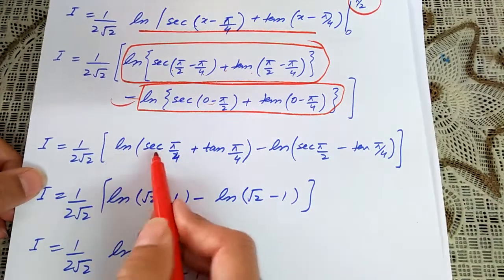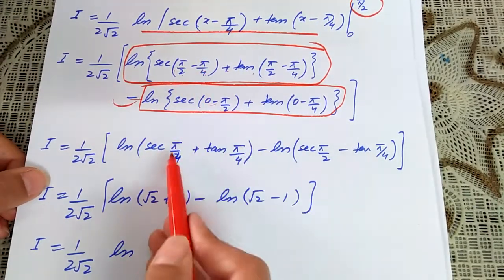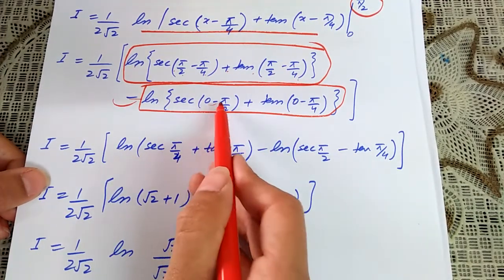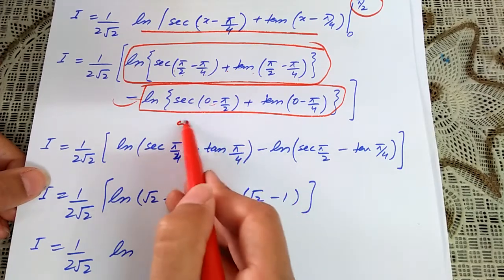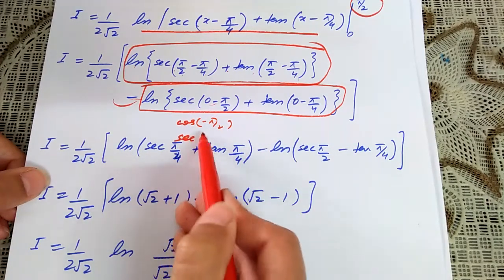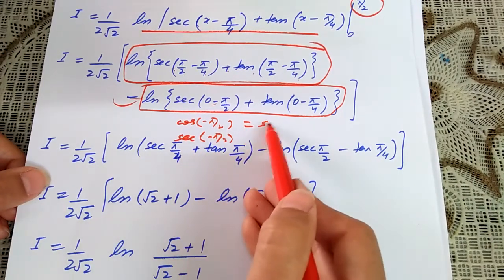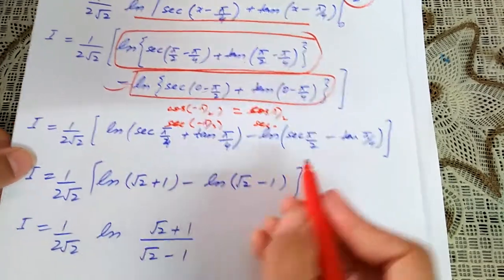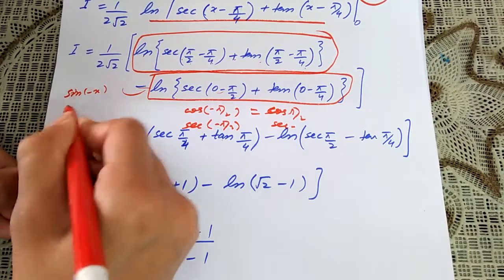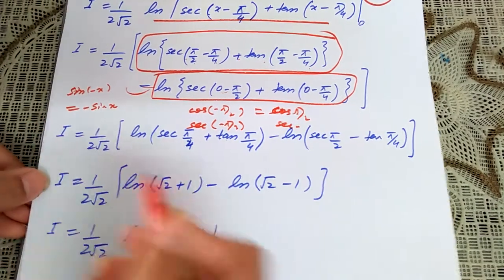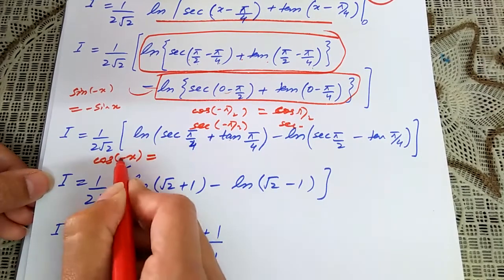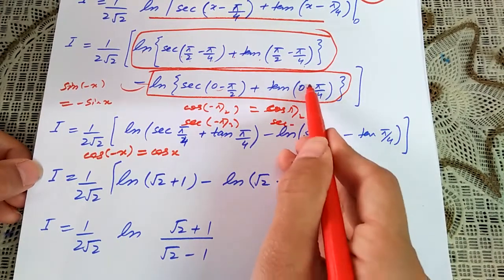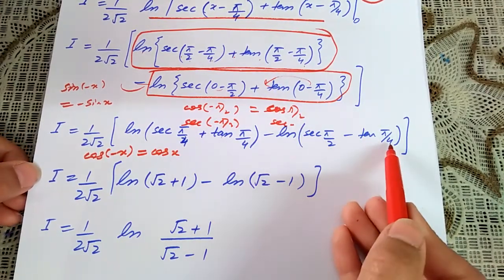You will get here ln, and pi by 2 minus pi by 4 will give you pi by 4. For the lower limit, this is negative pi by 4. You know that cos of negative x gives the same thing as cos x, and secant negative pi by 4 gives the same as secant pi by 4. This is the property of cos. Sin of minus x will always give you negative sin x, but if you have cos of minus x, it will be cos x. So this is written here. Tangent of minus pi by 4: the minus will come outside, so it will be minus tangent pi by 4.